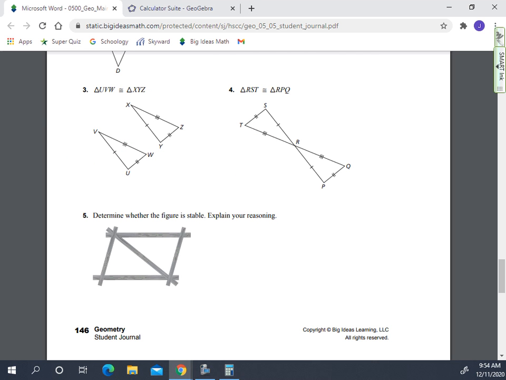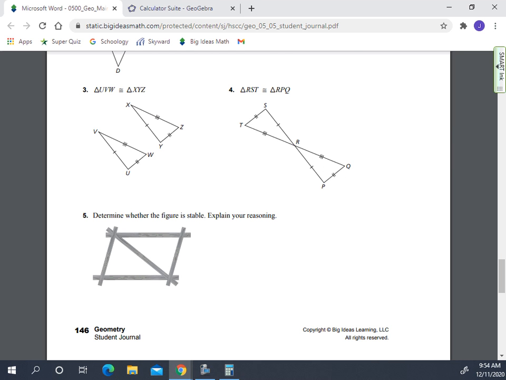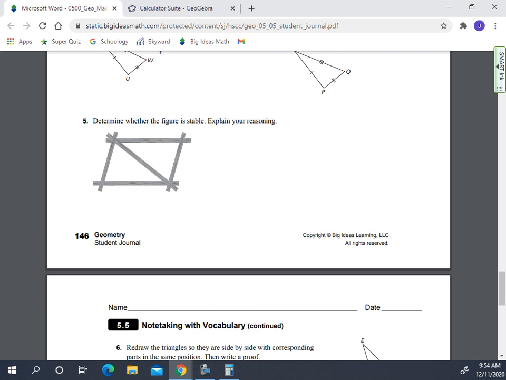Lastly, RST is congruent to RPQ. Here's a quicker way. RS, there's 1. Between RS, RP, there's 1. Okay. Between S and T, there's 2. Between P and Q, there's 2. And then lastly, the third. So, yes, all sides are congruent. Okay, so a few different ways to describe these. You can get somewhat unique with it, but all in all, we have to make sure our order is correct.